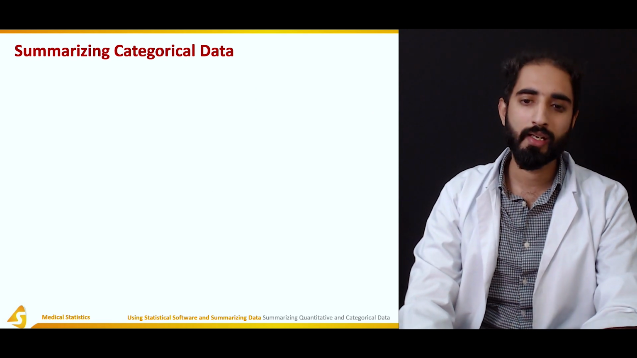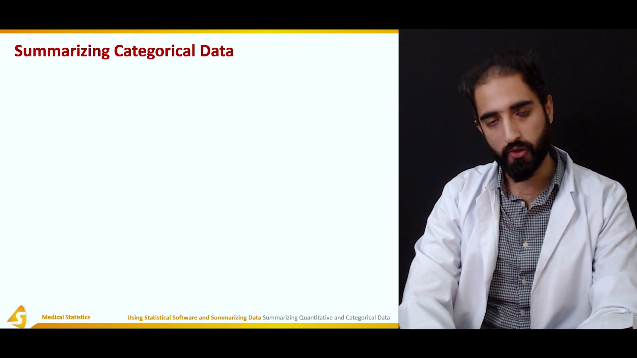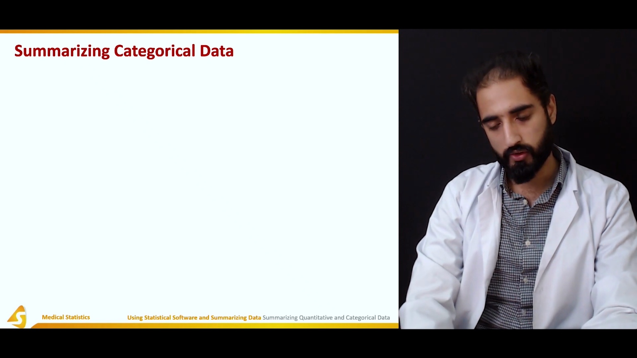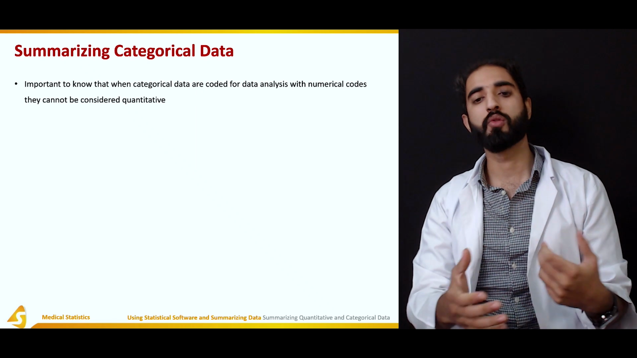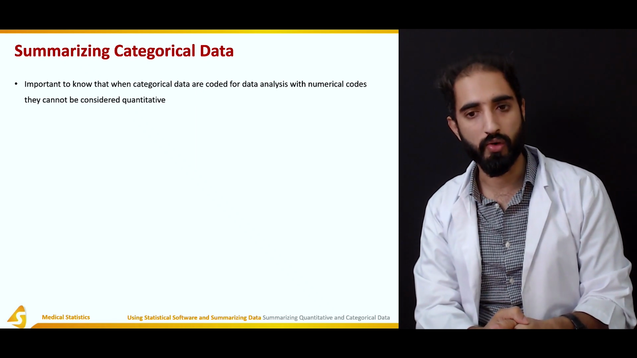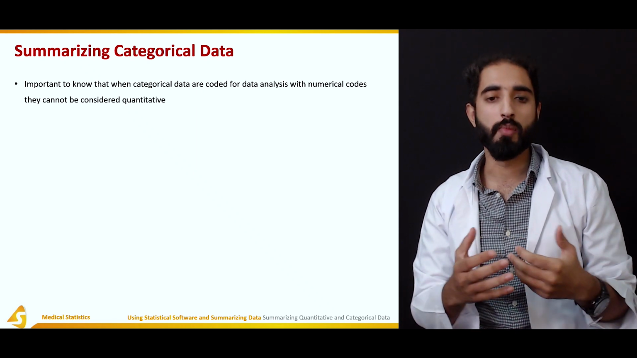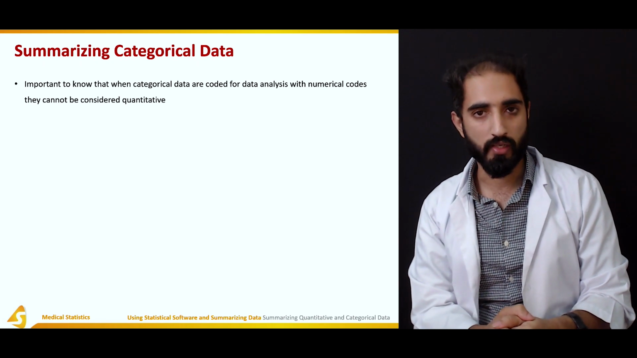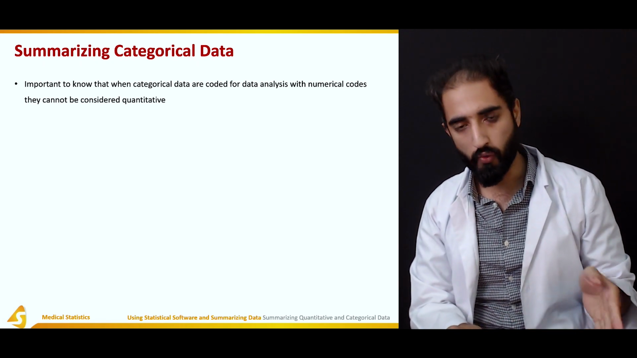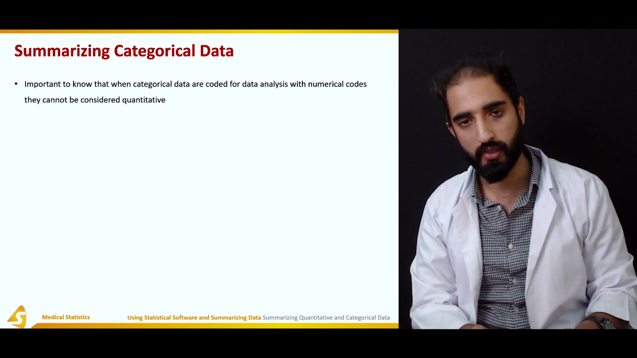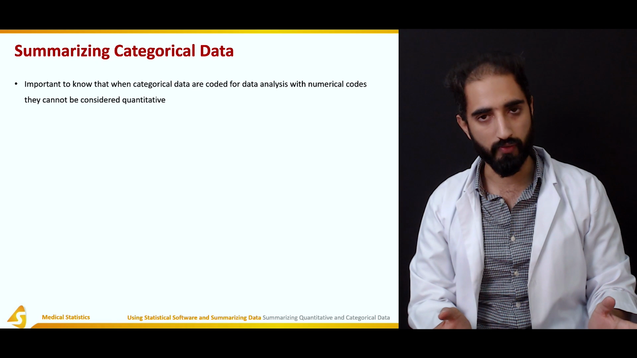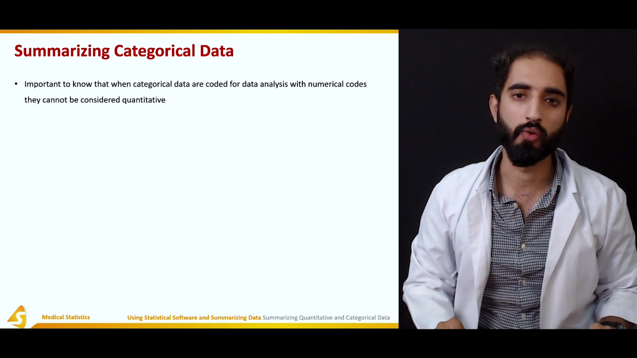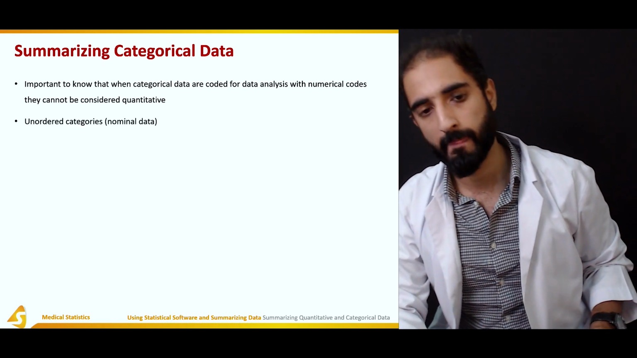Now, summarizing categorical data. That was all about the continuous and quantitative data, so we can also summarize the categorical data. For that, it is important to know that when categorical data are coded for data analysis with numerical codes, they cannot be considered quantitative. If I have given 1 and 2 as codes for gender, male and female, this does not mean that it is being converted into quantitative data. So don't try to calculate the mean or median of it.